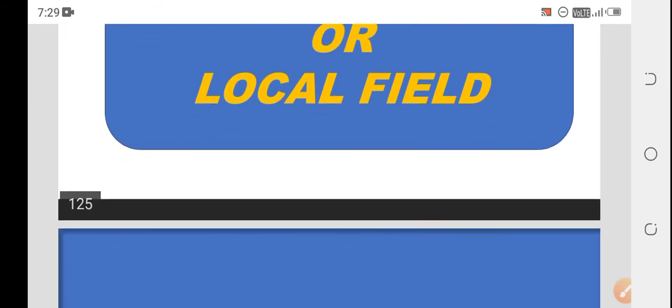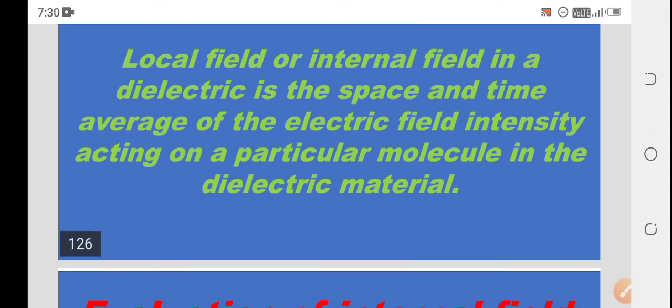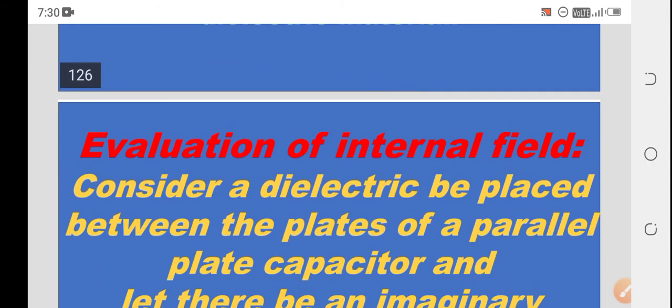Internal field or local field. The local field or internal field in a dielectric is the space and time average of the electric field intensity acting on a particular molecule in the dielectric material.